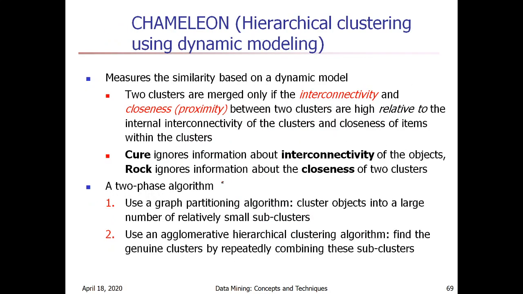Coming to the next method, that is the Chameleon method. In the Chameleon method, we are going to merge if there is interconnectivity or proximity between the two clusters. It is constructed based on two disadvantages that exist in the CURE and ROCK methodologies. CURE ignores the interconnectivity of the objects and ROCK ignores the closeness of the objects. This is overcome by Chameleon, and there are two phases: one using the graph partitioning algorithm and the other using the agglomerative hierarchical method.